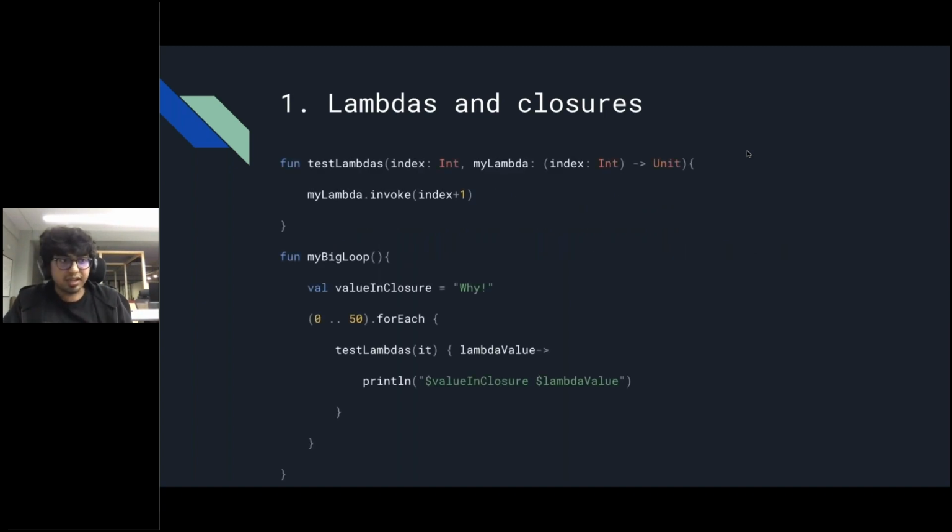Let's take an example. We have this test lambdas code. We're going to use this block of code for a couple of other slides as we proceed. So this would be a lambda, and this would be our closure value. As you can see, the value in the closure is outside the lambda, in the test lambda function which we have, and it's consumed inside the lambda.